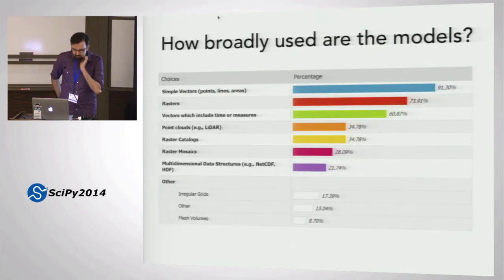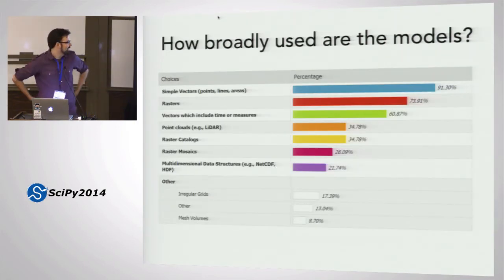I did a survey of some of the scientific folks that I work with and asked them, what are the data models that you use for your stuff? I think this is instructive. Most people just use things like simple features, the OGC simple feature specification. That solves a lot of problems, and most people have that problem. And rasters and vectors with additional Z or M values are pretty common.